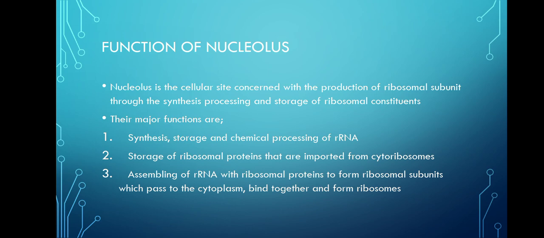The first one is synthesis, storage and chemical processing of rRNA. The next one is storage of ribosomal proteins that are imported from cytoribosomes. And the last one is the assembling of rRNA with ribosomal protein to form ribosomal subunits which pass to the cytoplasm, bind together and form ribosomes.